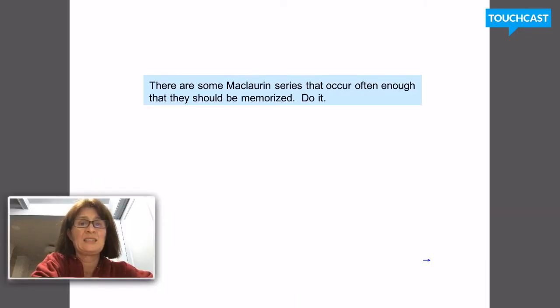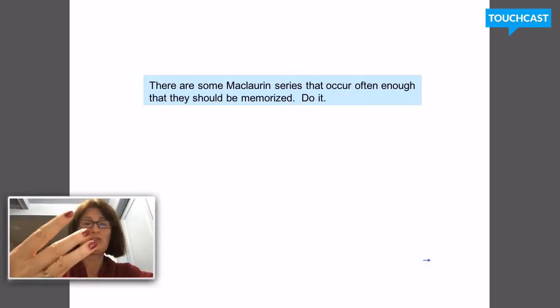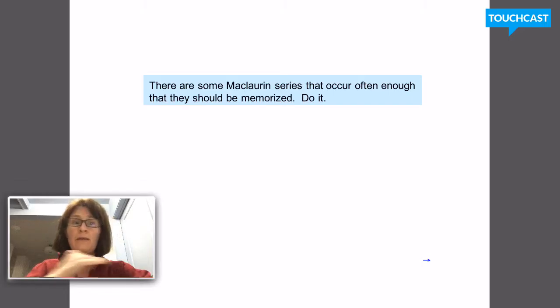Okay, there is a list of common Maclaurin series in your packet, and some of them you just have to know. You absolutely positively have to know the Maclaurin series for sine of x, for cosine of x, and for e to the x. The other ones we can negotiate, but you absolutely positively have to have those 3 memorized, or else.